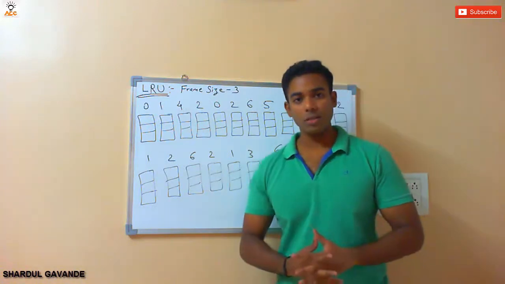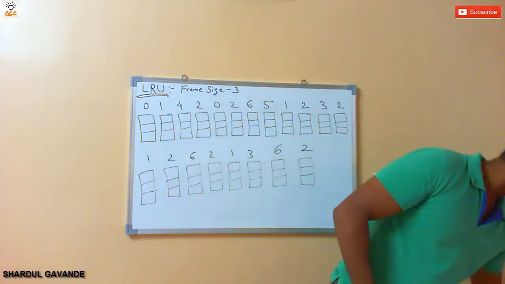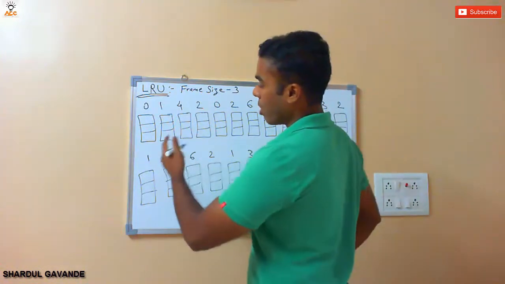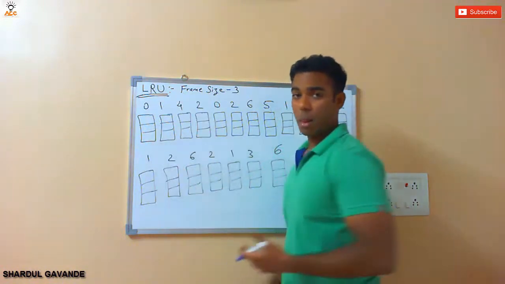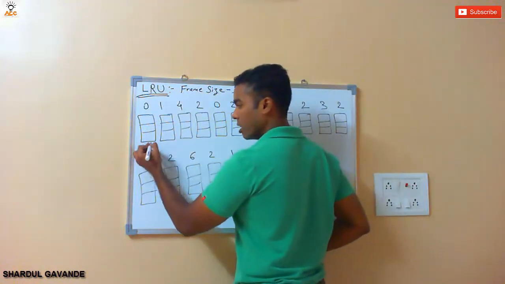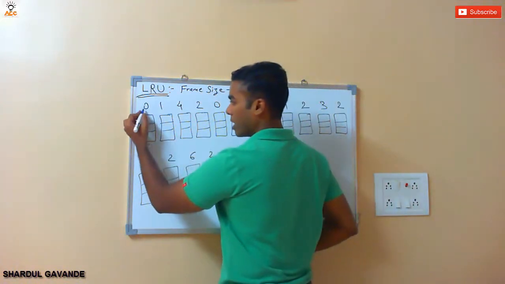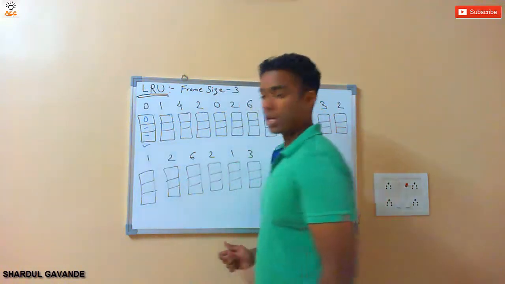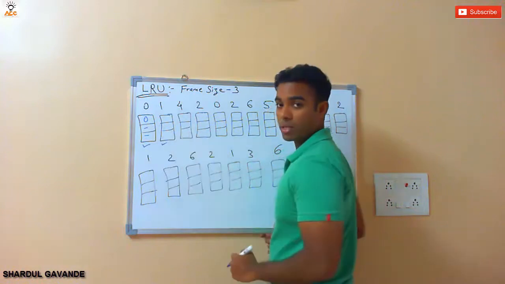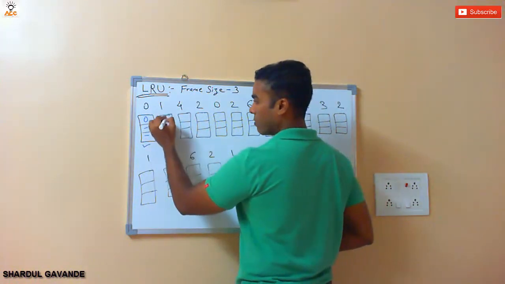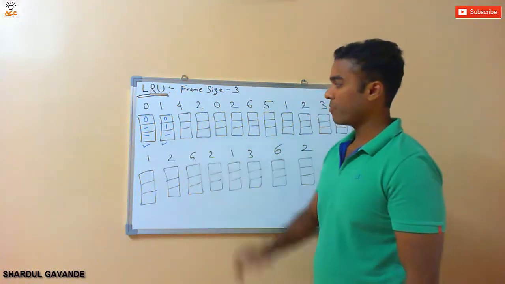So let's start with our concept in order to understand how LRU actually works. The first page in the sequence is 0. We check whether 0 is available. No, so we have a page fault, which we denote with a tick. So we have 0 and the rest are empty. Next is 1. Again we have a page fault because 1 is not present in our memory. So we have 0, 1 and one empty frame.